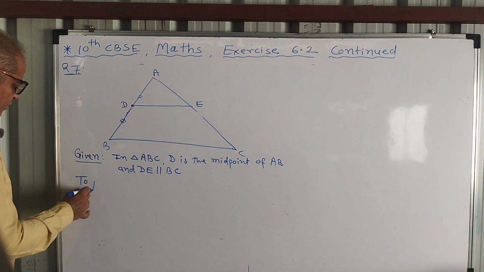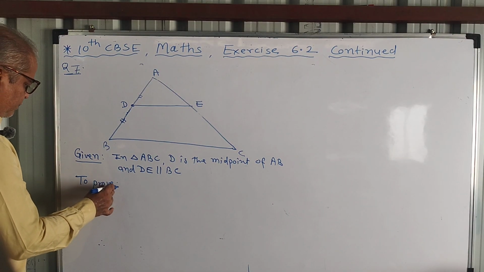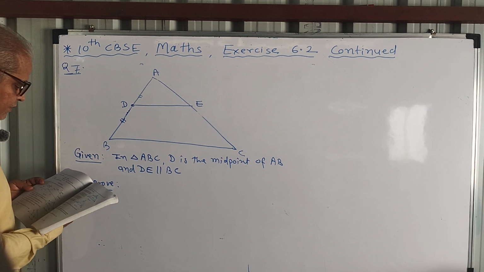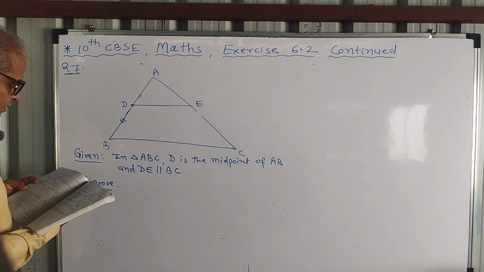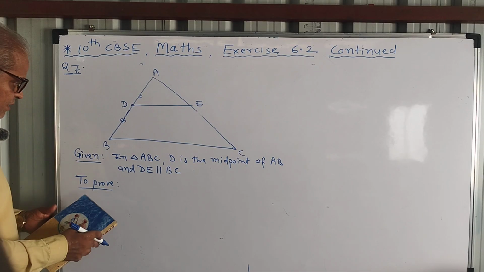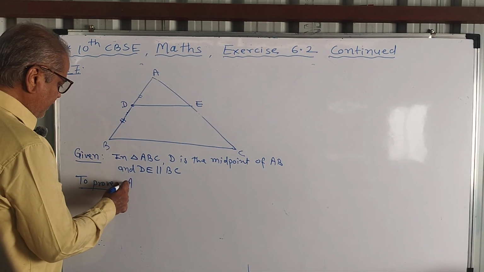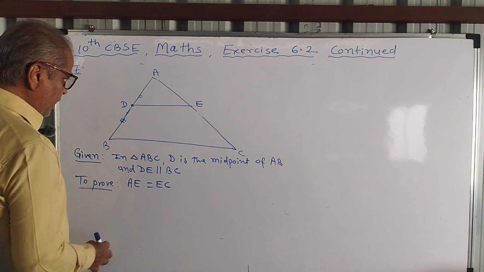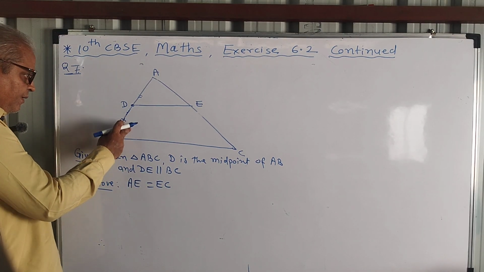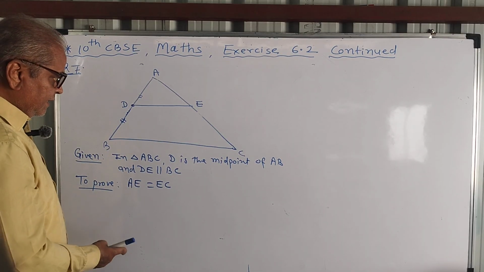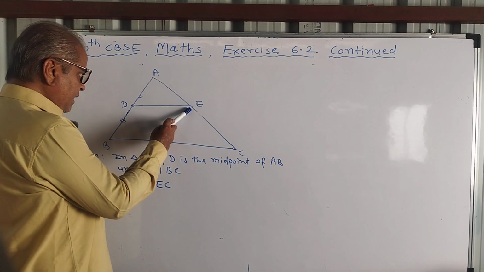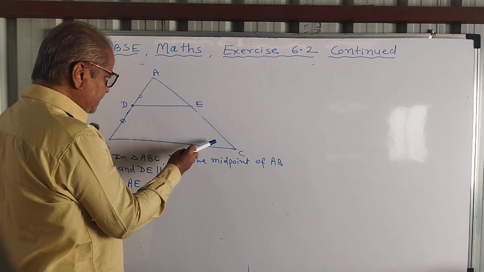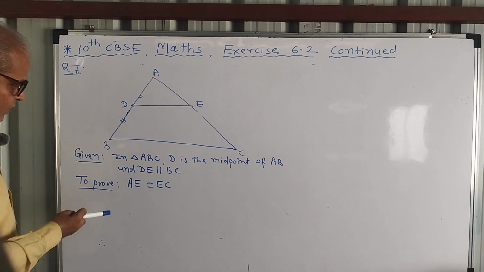And what is to be proved? To prove: it bisects the third side, that is AE is equal to EC. This is what I have to prove. D is the midpoint, DE is parallel to BC, then E has to be the midpoint of AC, that is E must bisect AC, that is AE is equal to EC.